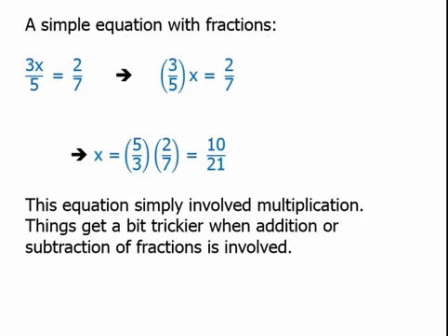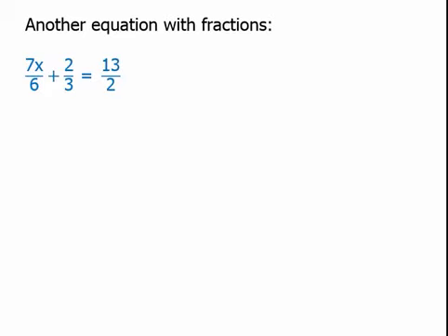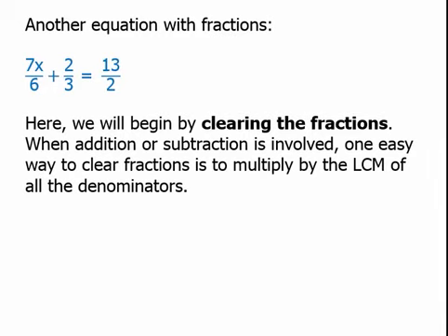Things get a bit trickier when addition or subtraction of fractions is involved. Another equation with fractions. So here we have 7x over 6 plus 2/3 equals 15/2. Well, here we will begin by clearing the fractions. You see, we have addition or subtraction, and that makes it a little trickier, but one easy way to clear the fractions is to multiply by the least common multiple of all the denominators.